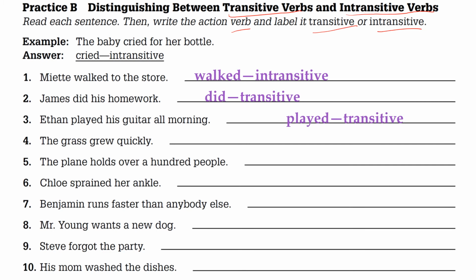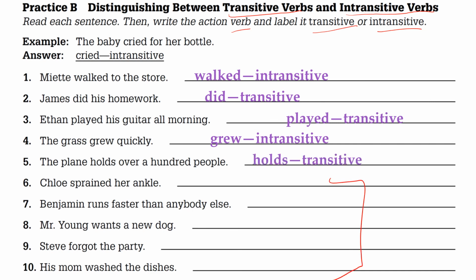Number 4, the grass grew quickly. So the verb is grow. Grow what? Nothing. Grow whom? Nothing. Therefore it is intransitive. And number 5, the plane holds over 100 people. So the verb is holds what? People. Therefore it is transitive.